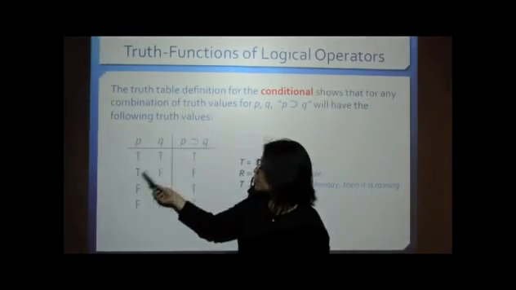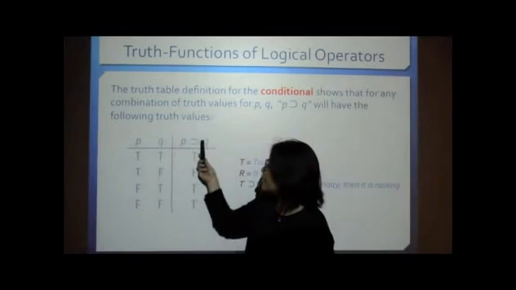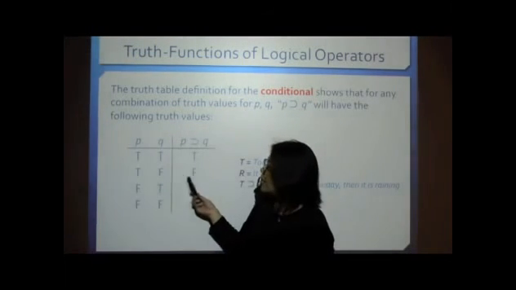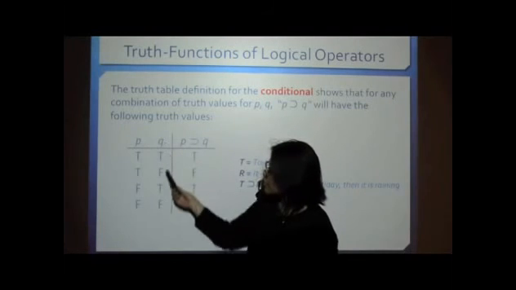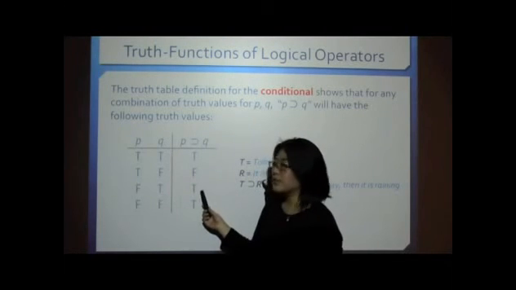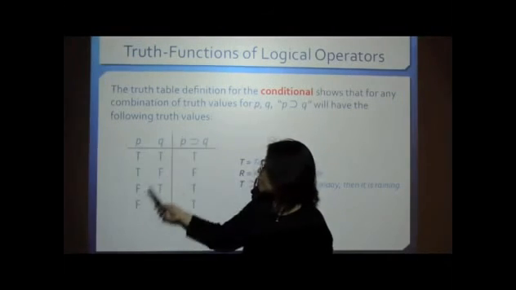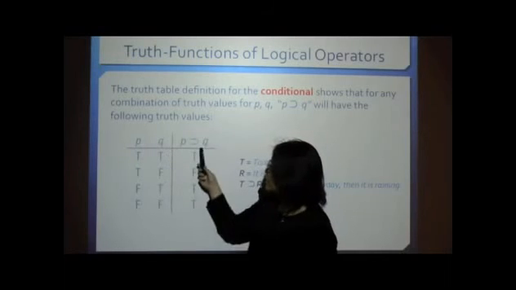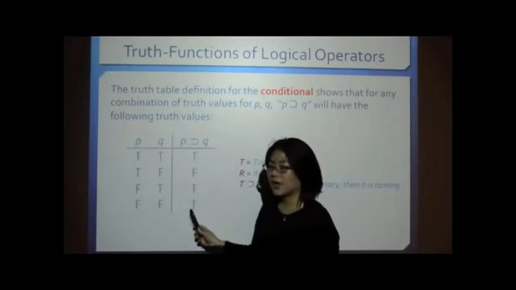If P is true and Q is false, then the conditional statement will be false. If P is false and Q is true, then the conditional statement will be true. And if P is false and Q is false, then the conditional statement will be true.